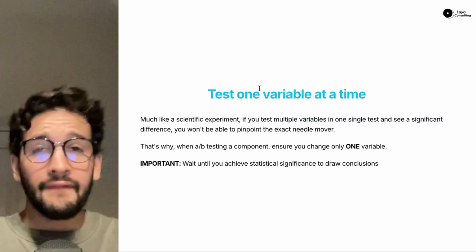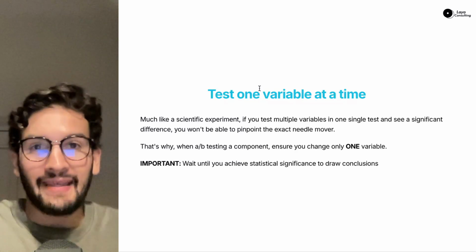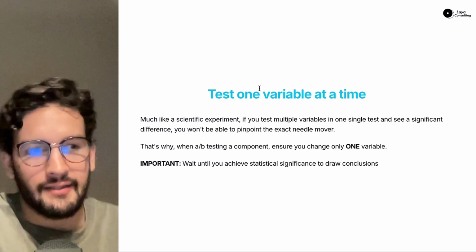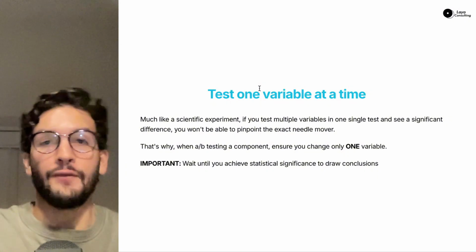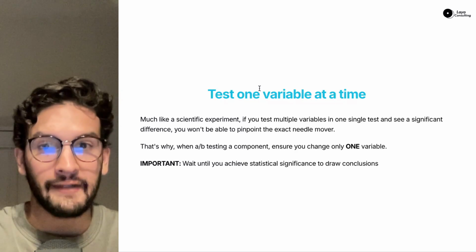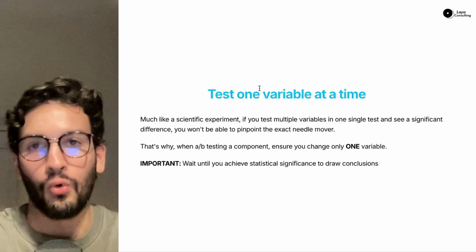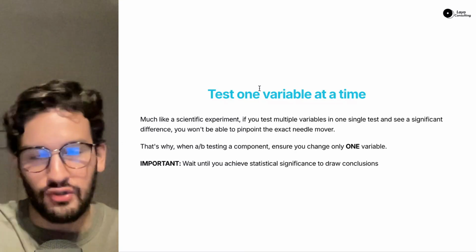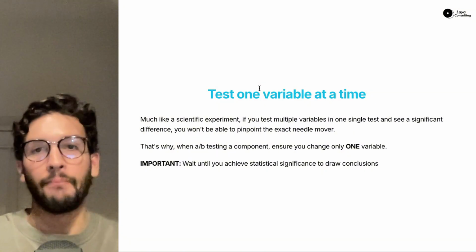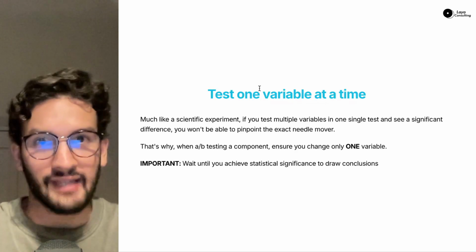Now, next, you must test one variable at a time. Much like a scientific experiment, which an A/B test essentially is, if you test multiple variables in one single test and see a significant difference, then you won't be able to pinpoint exactly the needle mover, or what made the difference in that specific experiment, right? That's why when A/B testing a component, ensure you change only one variable at a time.